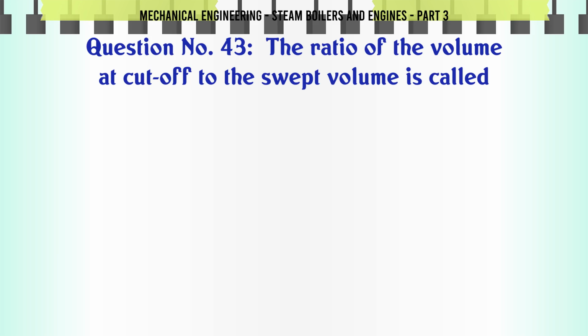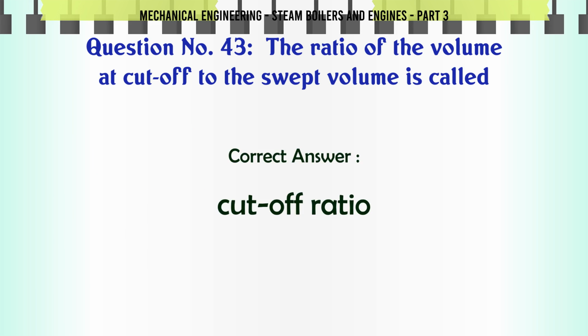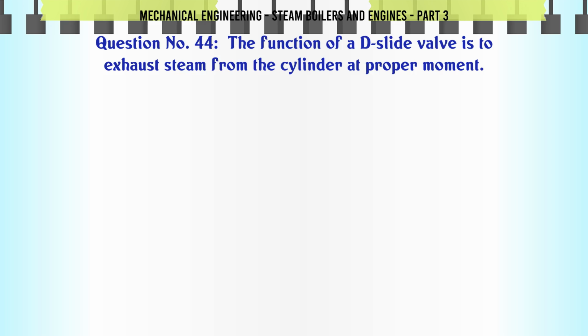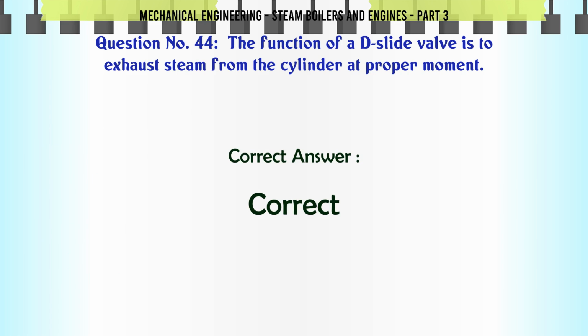The ratio of the volume at cutoff to the swept volume is called A. Cutoff ratio. B. Expansion ratio. C. Clearance ratio. D. None of these. The correct answer is cutoff ratio. The function of a D-slide valve is to exhaust steam from the cylinder at proper moment. A. Correct. B. Incorrect. C. D. The correct answer is correct.